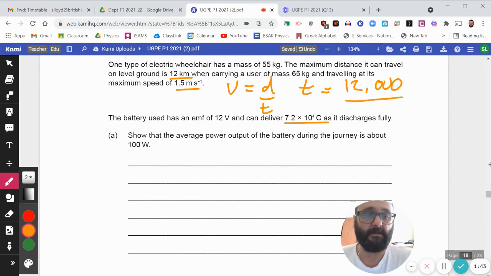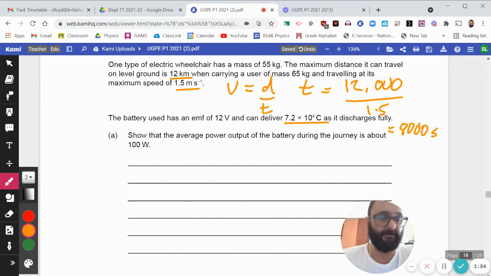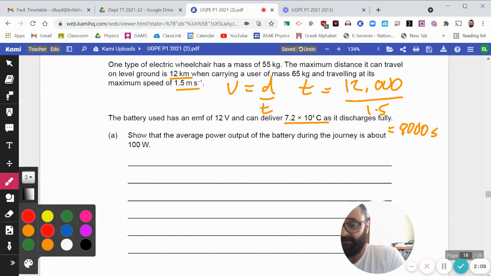So it's 12,000 over 1.5. Right, that is 8,000 seconds. Now, do we need to get that into minutes or hours? No, because we're using that value in an equation, so it needs to be in standard units. We're going to leave it in seconds. Okay? Right. I is equal to Q over T.